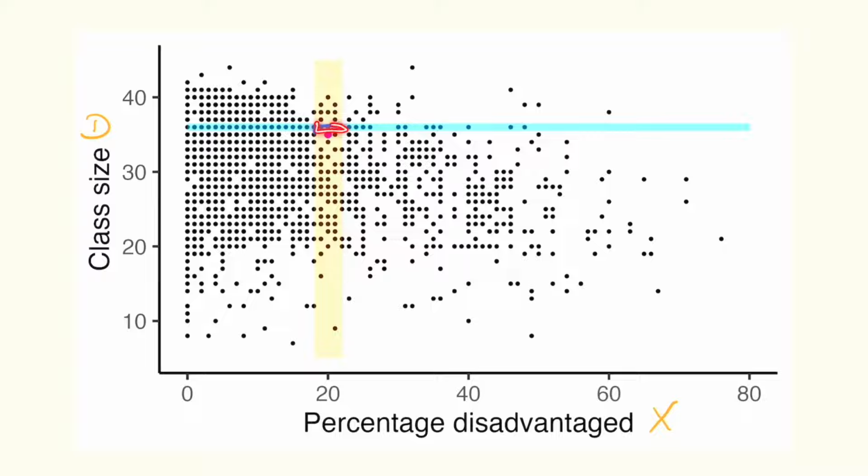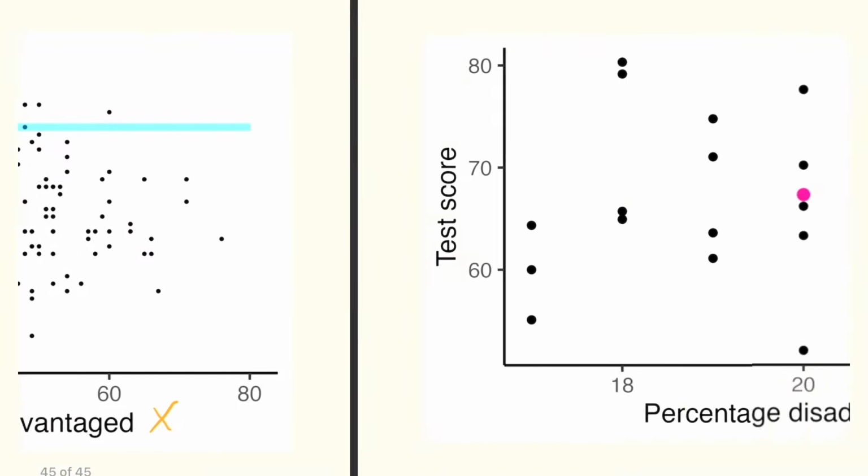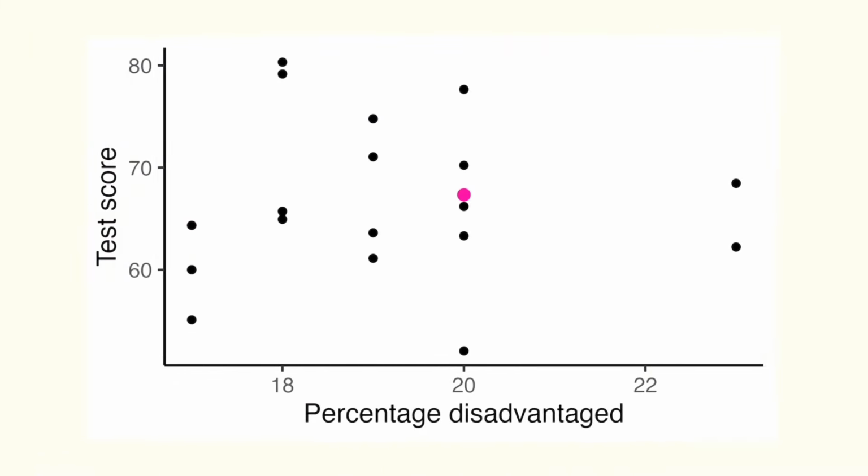So let's zoom in on these classrooms. I have them all here. They have percentage disadvantage between 17 and 23. They all have a classroom size of 36. Here's our classroom for comparison. Now here, those are the test scores, and oh no, there's a problem. They all have different test scores. Even those that have exactly the same percentage disadvantaged have different test scores.